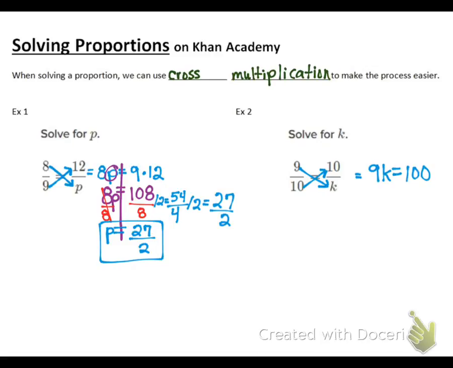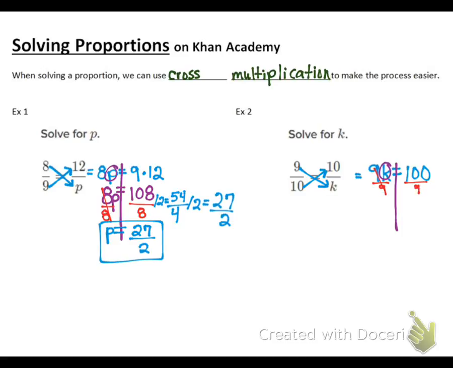So I have a one-step equation here. With this one-step equation, I'm going to solve as usual. So I'm going to circle my variable, draw my line of equality. How do I get that k by itself? Divide each side by 9.